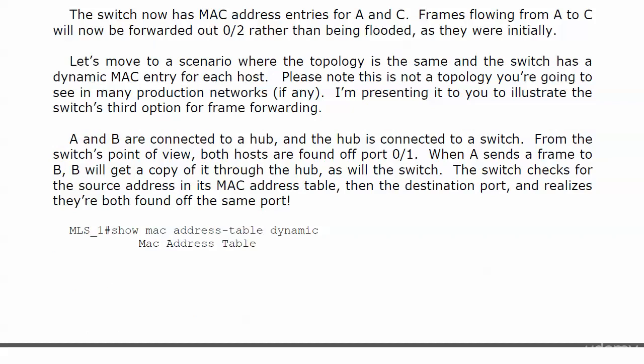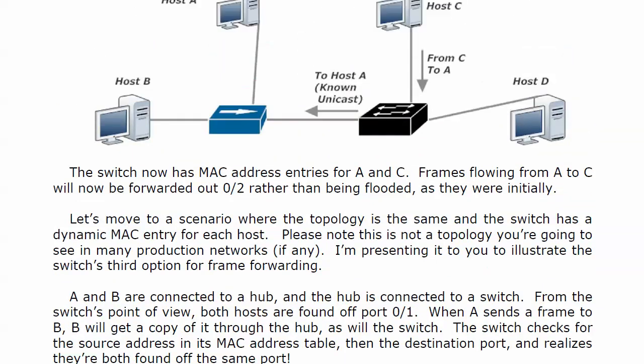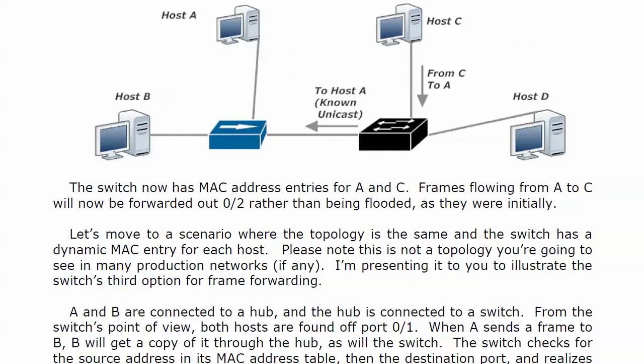At this point, we know that A and B are connected to the hub, and the hub is connected to a switch. Okay, so we've got that back on the screen. From the switch's point of view, both A and B are found off port 0/1. When A sends a frame to B, B is going to get a copy of it through that hub, as will the switch. So the switch is going to do what? It's going to look at the source address first, then it's going to look at the destination address, and it's going to say, wait a minute, what's going on here?